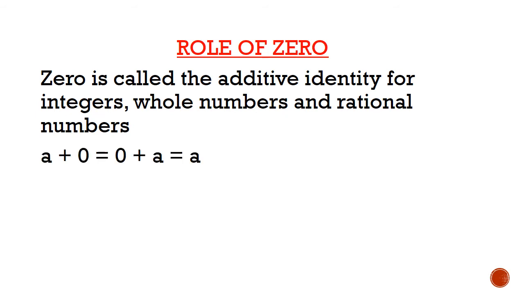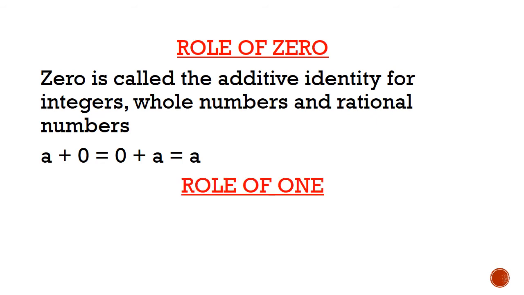Okay? Next one, here I have written a plus 0 is equal to 0 plus a. What property is that? Commutative property. And what is the value of a? When 0 is added to any number, here any number I have taken is a. A can take up any value, a rational number, a whole number or integer, you get back a itself. So you can say 0 is the additive identity.